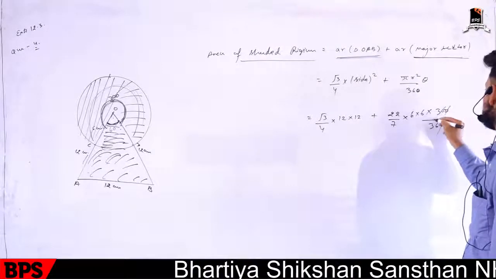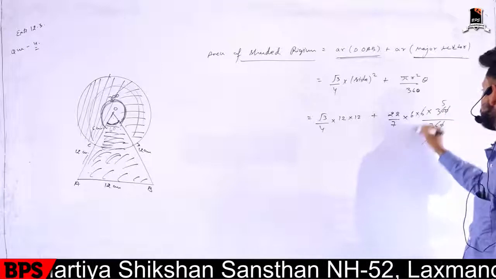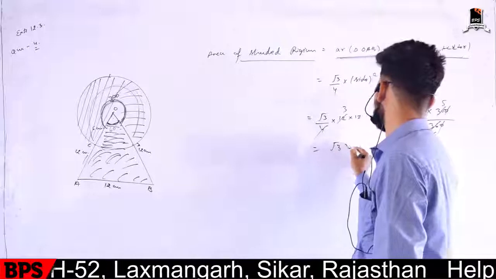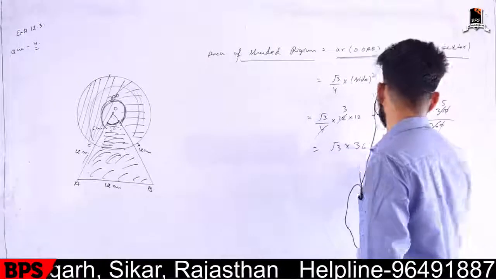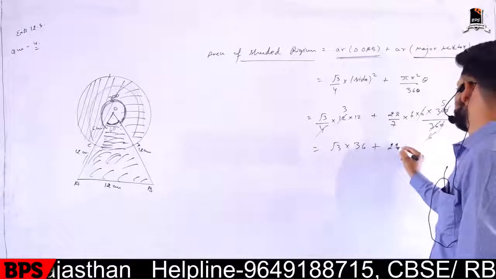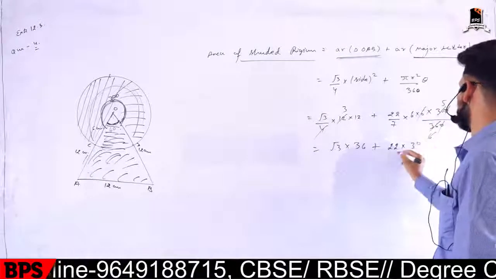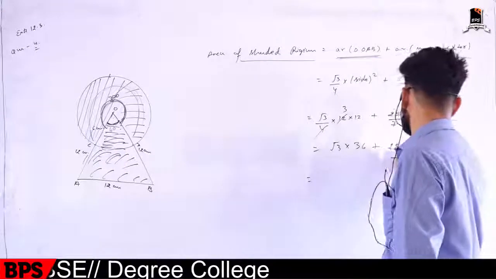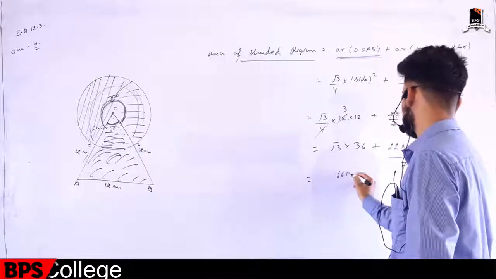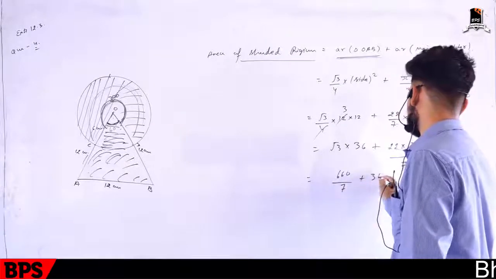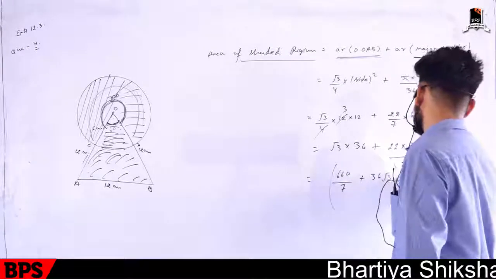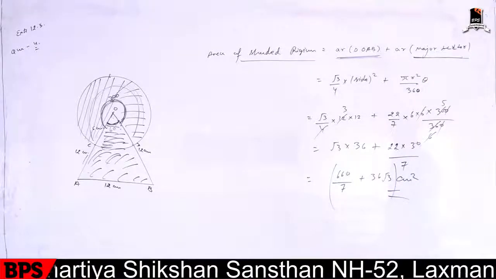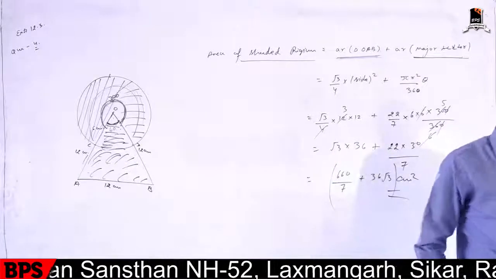0 and 0 cancel, 6 times 5, 6 times 6, 6 and 6 cancel, that is 3 times cancel. So √3 into 3 into 12 is 36, plus 22 into 6 into 5 is 30 upon 7. So 22 into 36, 660 upon 7 plus 36 √3 centimeter square is the final answer of question number 4. Now question number 5 of exercise 12.3.